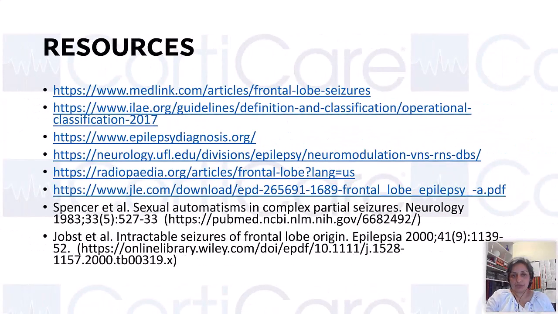These are some of the resources I used, some articles and lots of free information on the web from the International League Against Epilepsy, neuromodulation, some research articles and review articles I used.